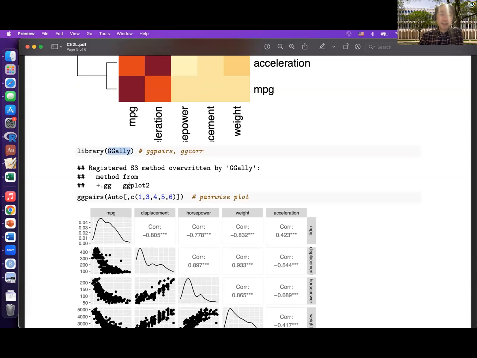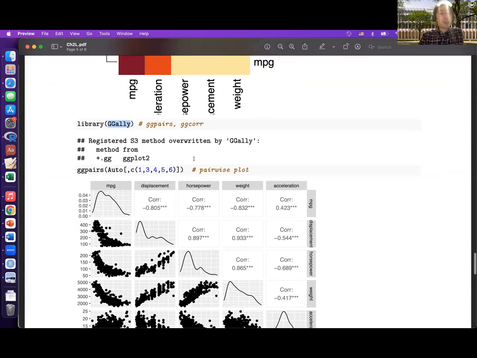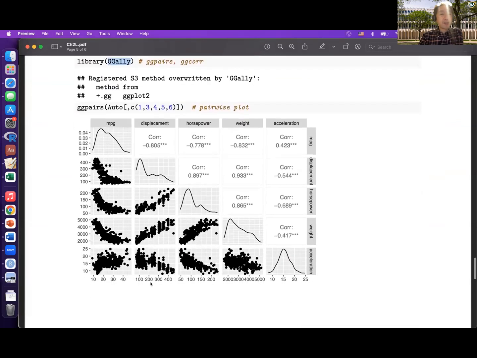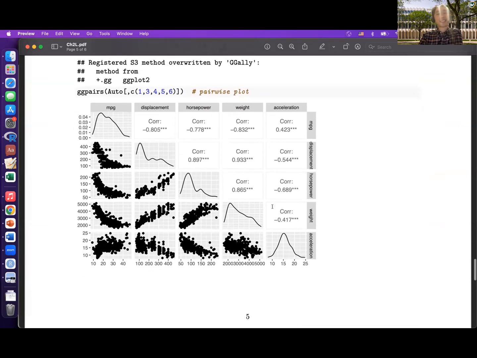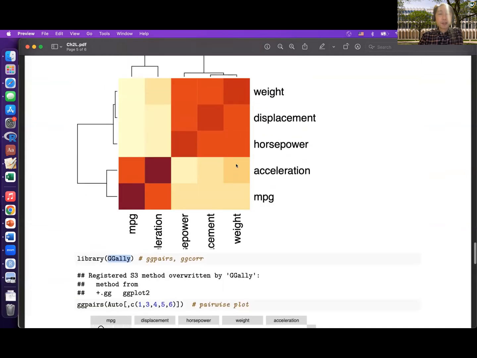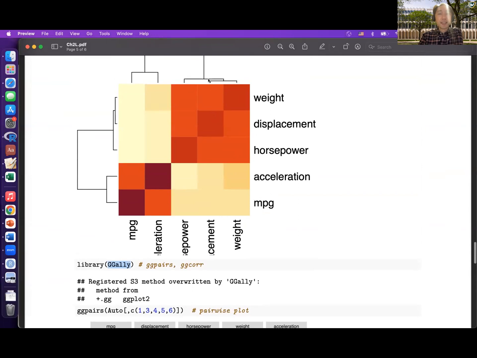Yeah. And also, when we use the GGally library, or ggally library, I don't know. If we use this library, then we have fancier figures like this. So this gives correlation. And yeah, you can check. So what's the highest correlation here? Highest correlation is displacement and weight. So they used correlation for this dendrogram, but to determine colors, probably they use covariance.